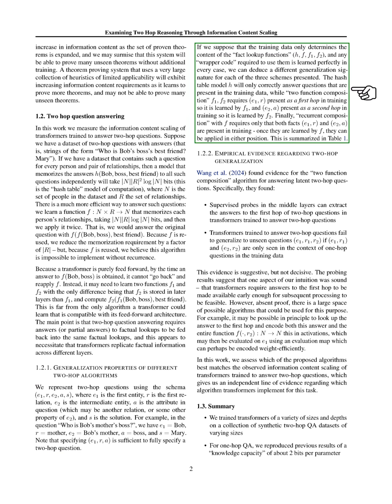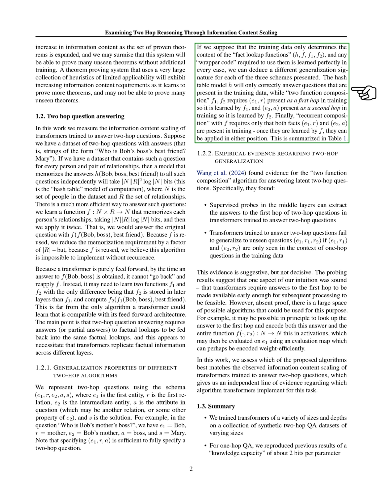Assuming that our training data only informs the content of certain functions and that any necessary code to utilize these functions is learned perfectly, we can derive different generalization patterns for the three algorithms we discussed. The hash table model will only answer questions that were included in the training data. The two-function composition method requires the first hop to be present in the training data for the first function to learn it, and the second hop must also be present for the second function.